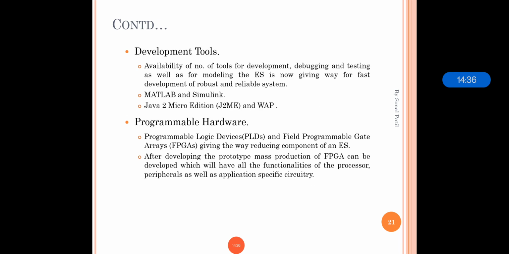Then the development tools. The availability of a number of tools for development, debugging and testing, as well as for modeling the embedded system, now allows fast development of robust and reliable systems. Development tools such as MATLAB and Simulink are used to model the embedded system. Then the programmable hardware. The PLD, that is programmable logic devices, and the FPGA, that is field programmable gate arrays, are used because they reduce the components in the embedded system.